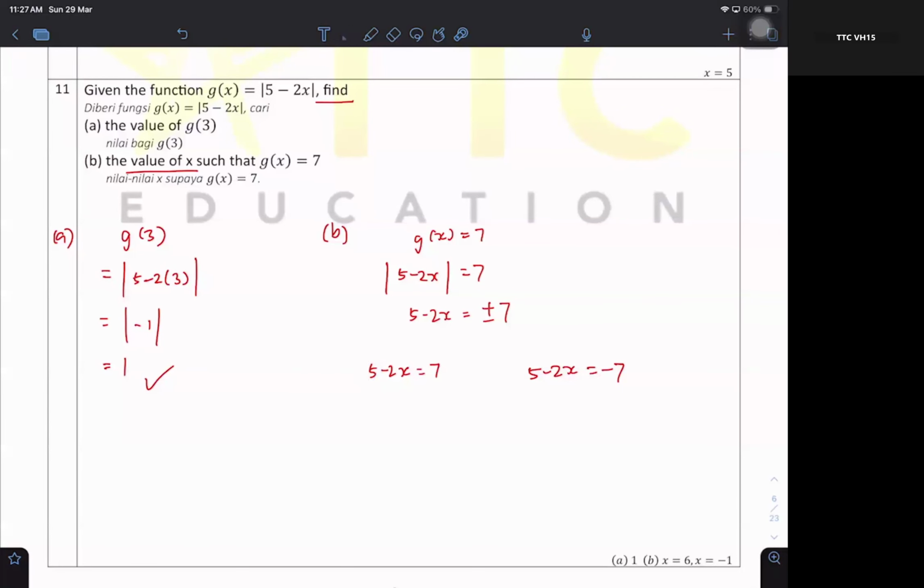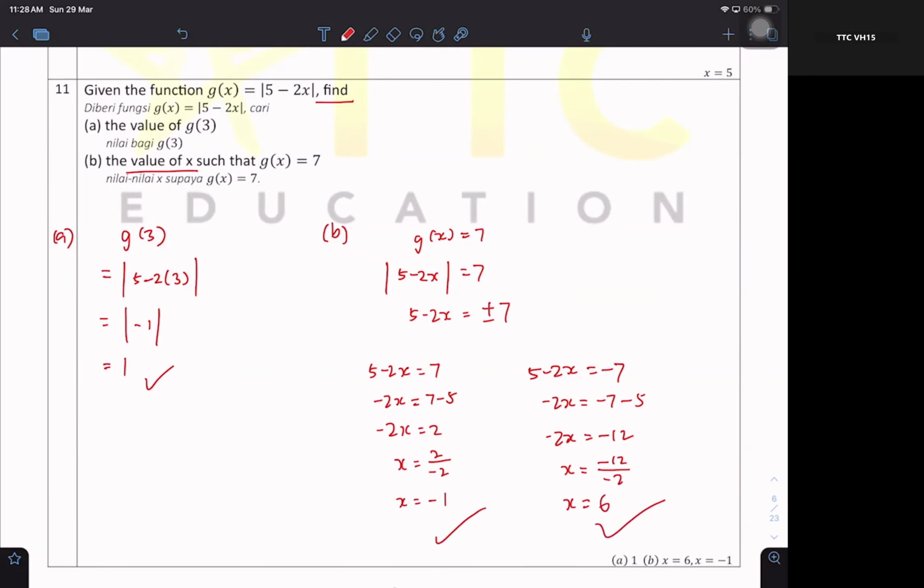Plus 5 bring over, minus 5. 7 minus 5 is 2. Times bring over, divide. 2 divide negative 2 is negative 1. That's one of the answers. Then the other one, from here you will get another answer. 5 bring over, minus 5. Negative 7 minus 5 is negative 12. Then negative 12 divide negative 2 is 6.